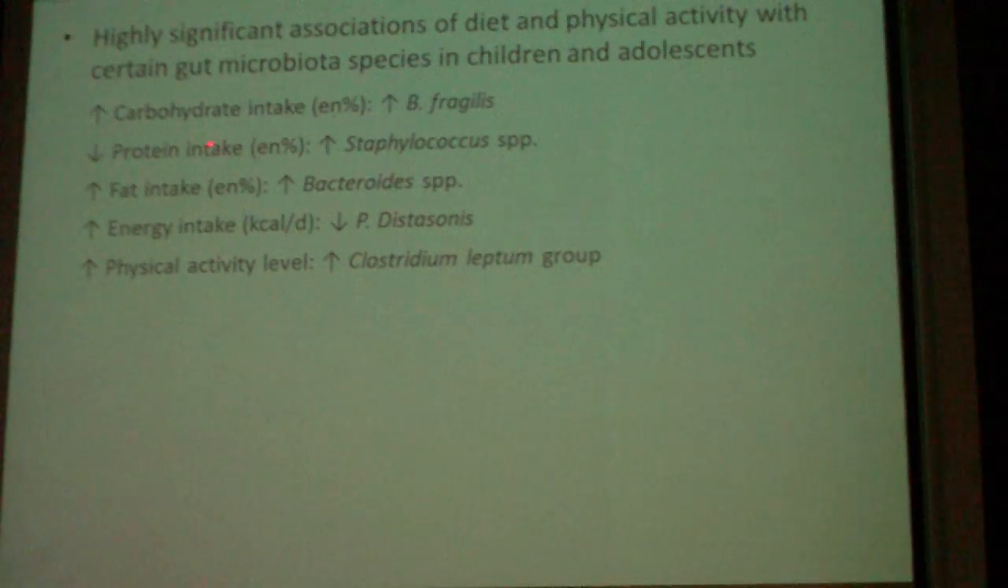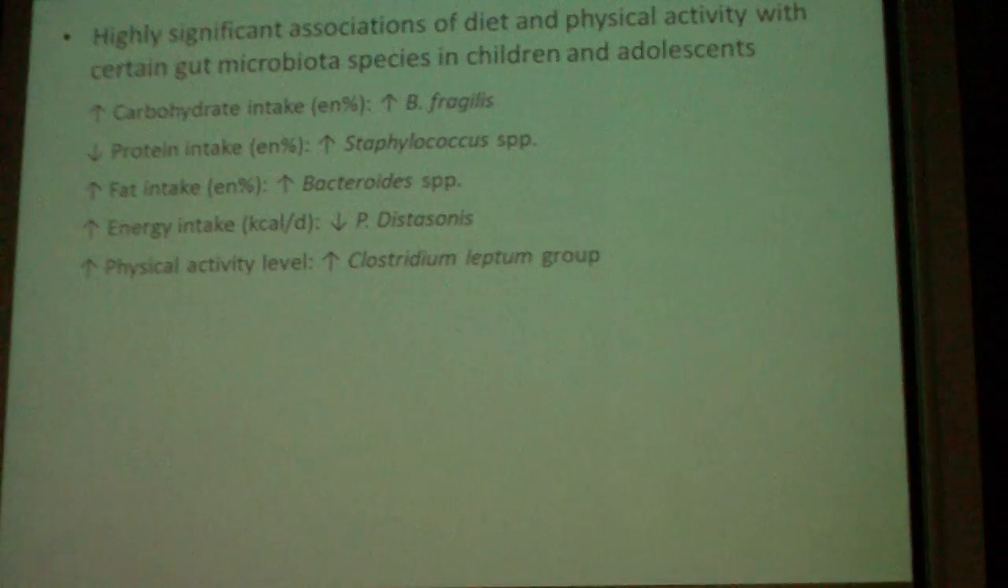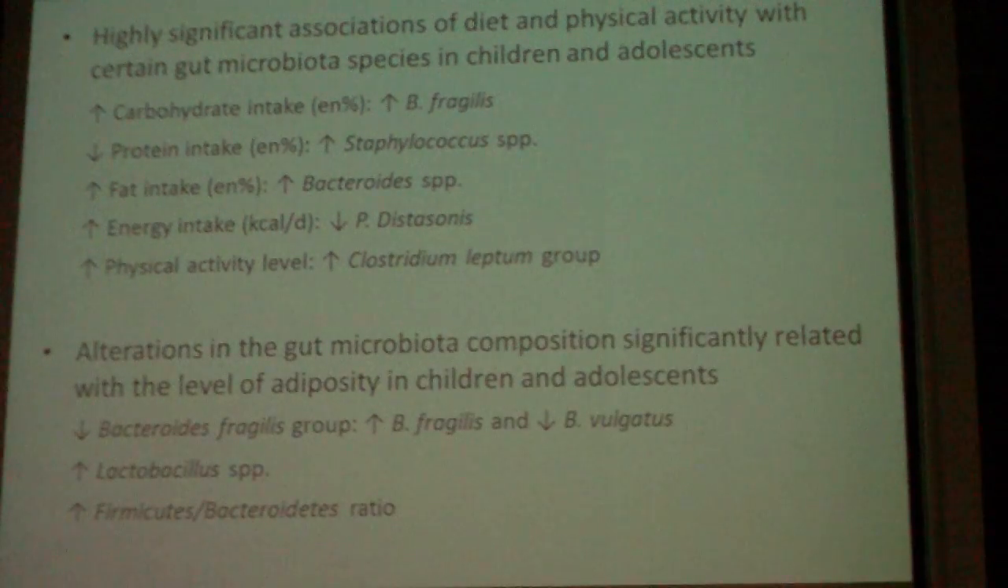We saw that a higher carbohydrate intake was related to the presence of more Bacteroides fragilis. A lower protein intake was correlated with more Staphylococcus species. A higher fat intake was correlated with higher Bacteroides in the gut. A higher energy intake was correlated with lower Parabacteroides dehiscessonis, and a higher physical activity level was correlated with the presence of Clostridium leptum. So eventually there were alterations seen between obese and non-obese children.